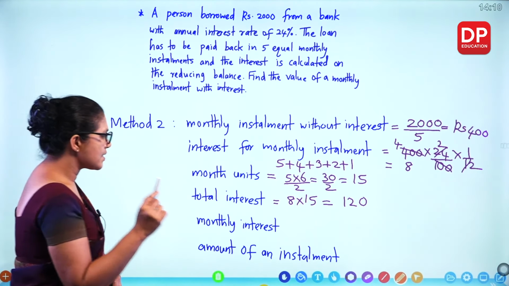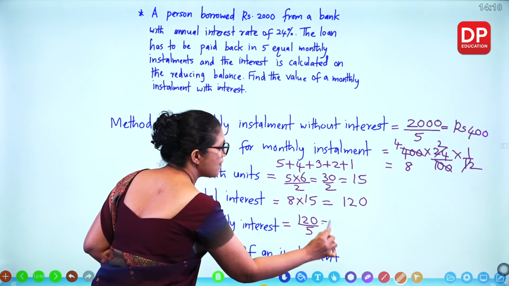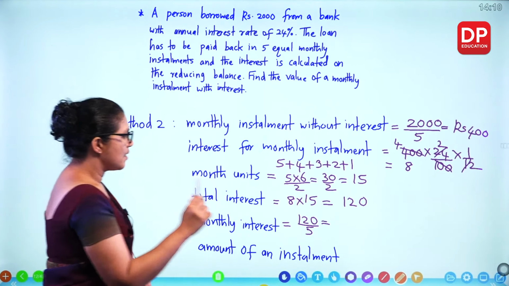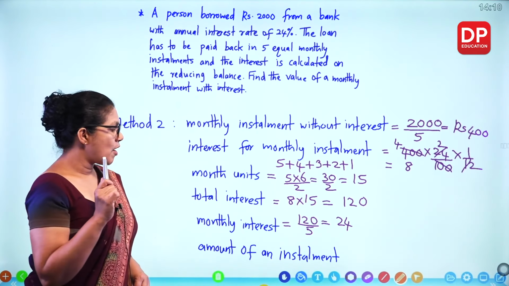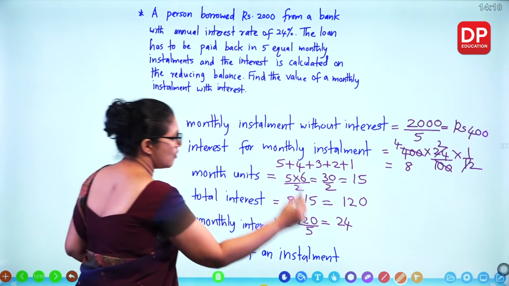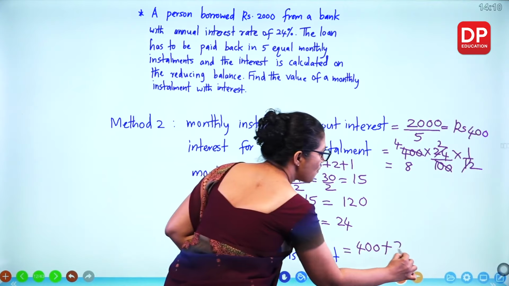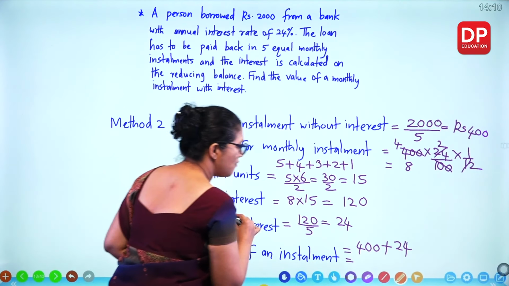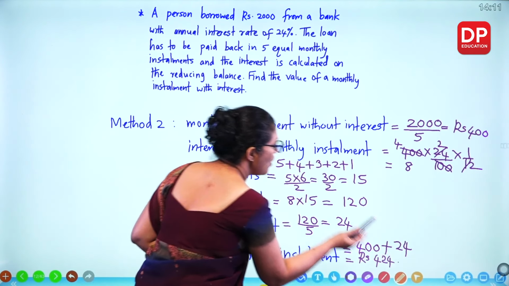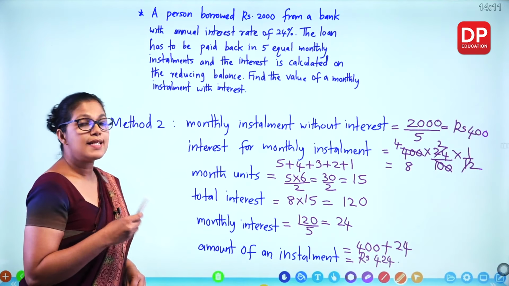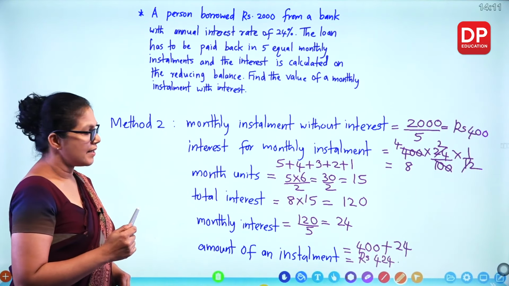So what is the monthly interest? 120 is the total. Divide by 5. That's the monthly interest. 5 times 2, 10. For 20, that's 4. So 24. What's the amount of an installment? You have to pay 400 without interest plus 24 as the interest. So the total value is 424. So if we use this method, it is easier than calculating separate values for each month.